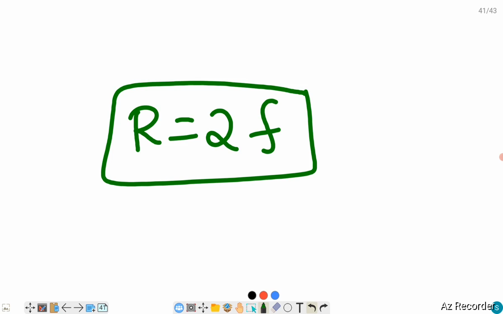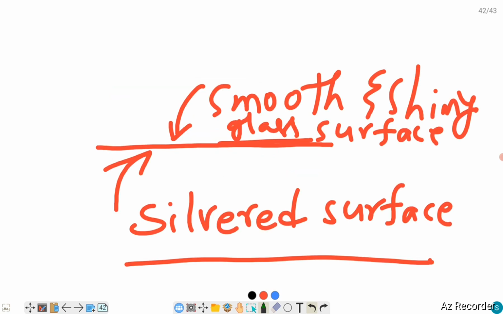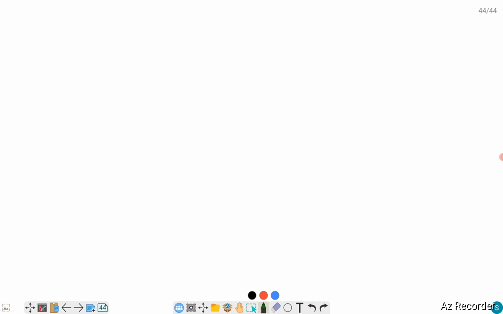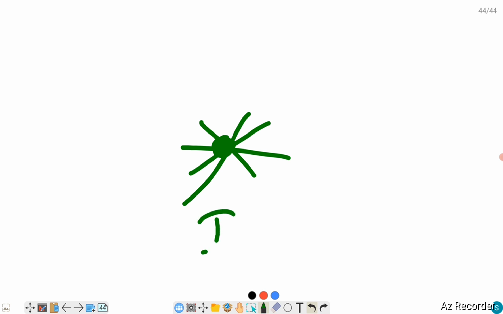Understood? Now see here. For this concave mirror we have learned. Whenever you have a point where so many reflected rays are meeting, this is the point made up of so many reflected rays. Now when the reflected rays are meeting, that point is what? Image. Correct?